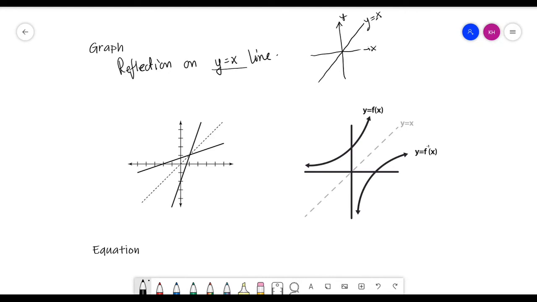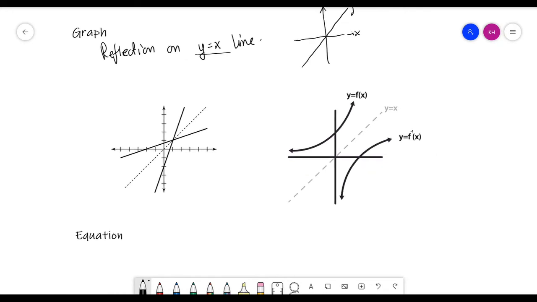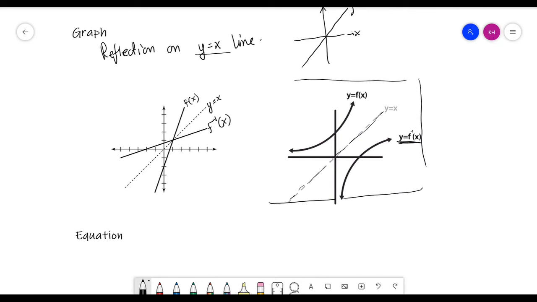So I've shown two examples over here. Let's say our function is f of x, this one, and this is my line y equals x. If I reflect, if you guys can understand, this is a clear reflection, and we get our inverse function. And similarly, this one shows you more properly. You can see that we have a graph like this, and this is the line y equals x, and it is reflected on this line to get the inverse graph.